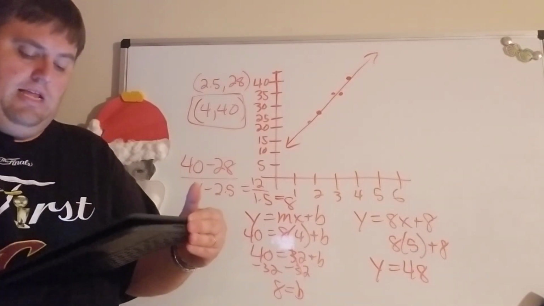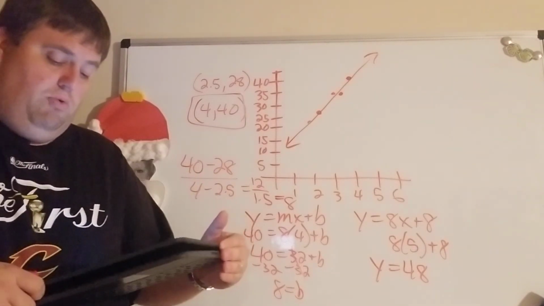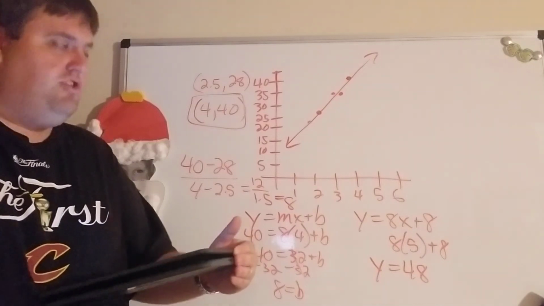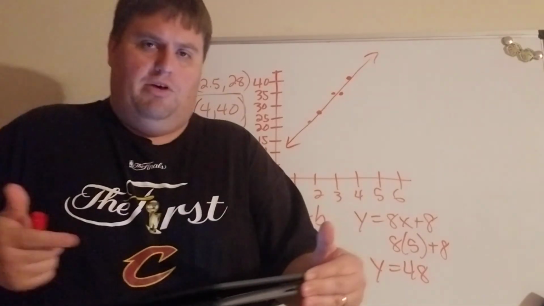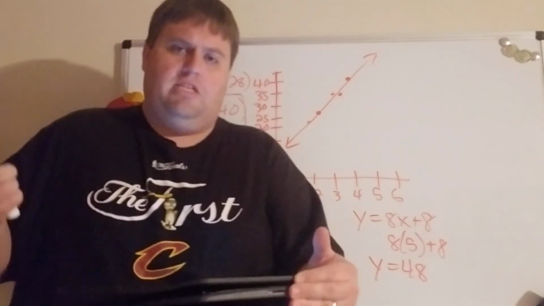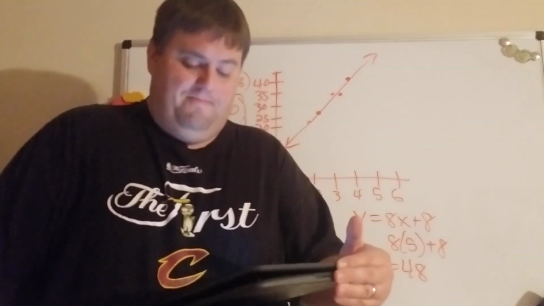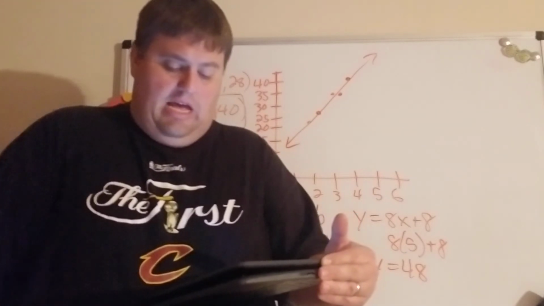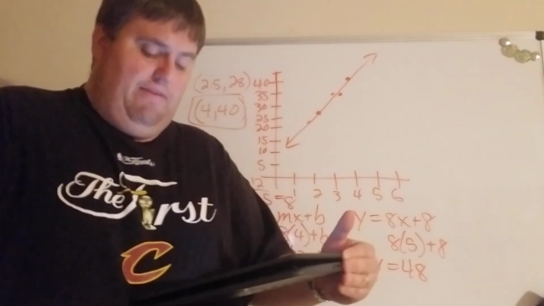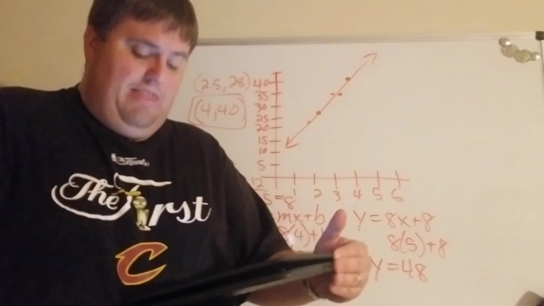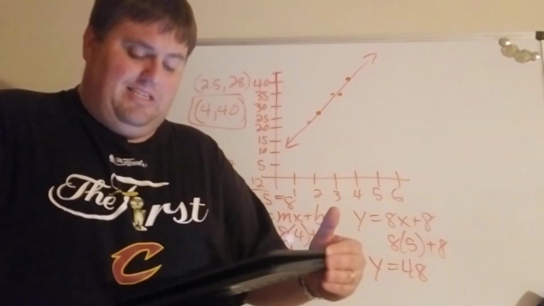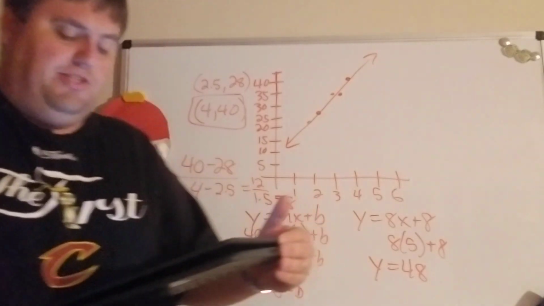And then number 19, which one suggests a weak positive correlation? Remember, if it's weak, it's going to be closer to 0. If it's strong, it's going to be closer to 1. And obviously we want a positive number, so that's going to be A. And then, does the table show a negative or a positive relationship? That one is going to be positive, because as the x's increase, the y's also increase.